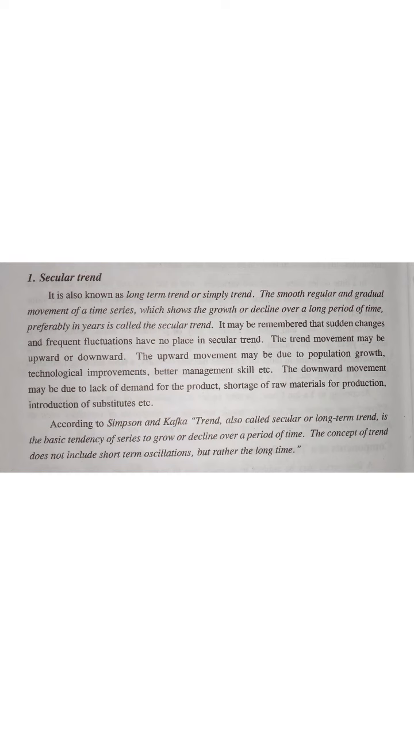Today we are going to see in detail what the components of time series analysis are. The first component is T, that is secular trend. As the name says, it is going to show you some kind of trend. It is also known as a long-term trend or simply trend. The smooth, regular and gradual movement of a time series which shows the growth of the line over a period of time, preferably in years, is called secular trend.